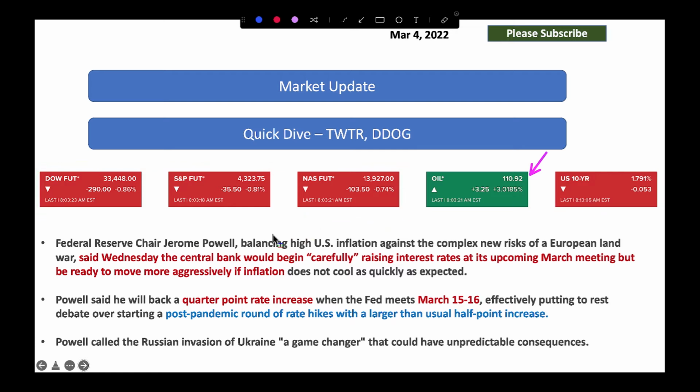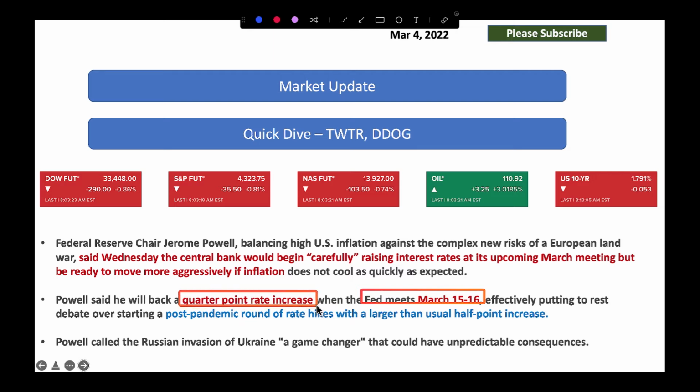Look, the Fed is saying there is still high inflation, and they will carefully begin raising the interest rate in the upcoming March meeting, and they'll be ready to move aggressively if required. And we have a meeting coming up with the Fed on March 15 and 16, and they will do a quarter point rate hike. That's already decided. That's a good story. Market likes that certainty.